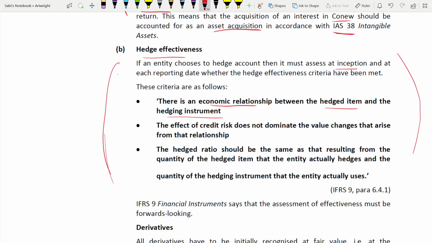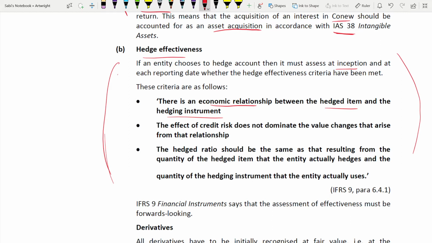What are they? Future contract, forward, money market, swap, options, right? Future, options, swap, these are some hedging instruments. So they are known as hedging instruments. And hedged item, what is hedged item? The item that you want to hedge.